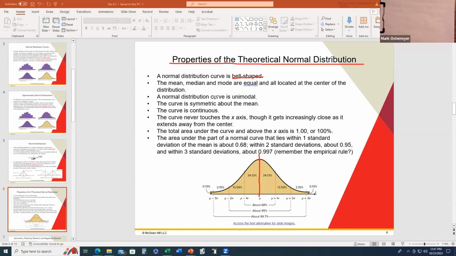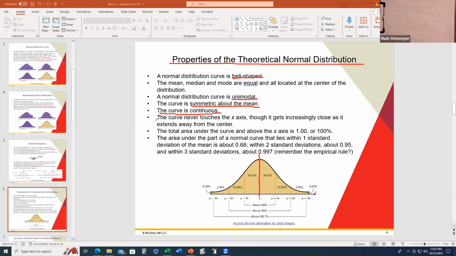A normal distribution curve is unimodal, which means it only has one mode. The curve or the graph is symmetric about the mean, which means the graph drops off with equal frequency to the left and to the right of the mean, median, or mode. The curve is continuous, as the normal distribution is a continuous distribution, and therefore its random variable basically involves working with intervals on the x-axis.